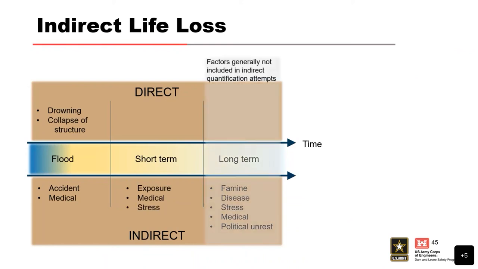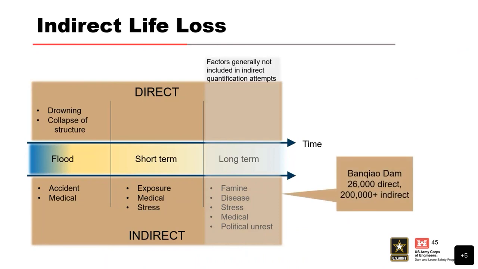We have a method that we're about to publish on how to start talking about indirect life loss and coming up with really rough estimates for how big it might be. But that method doesn't include these really long-term impacts of political unrest. An example of what this might look like was Banqiao Dam in the 70s in China. 26,000 people died from direct, but another over 200,000 people lost their lives due to really involved famine. Can be really significant, can be way more significant than the direct life loss.